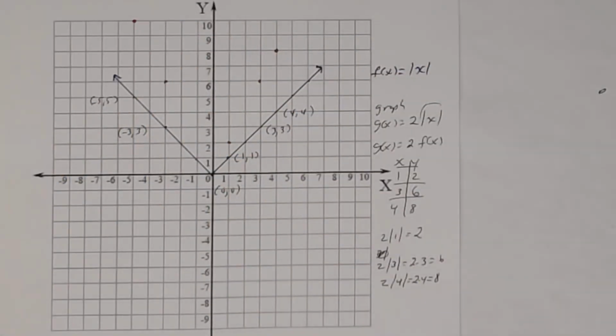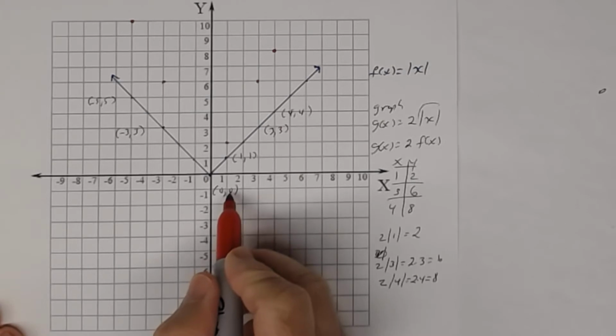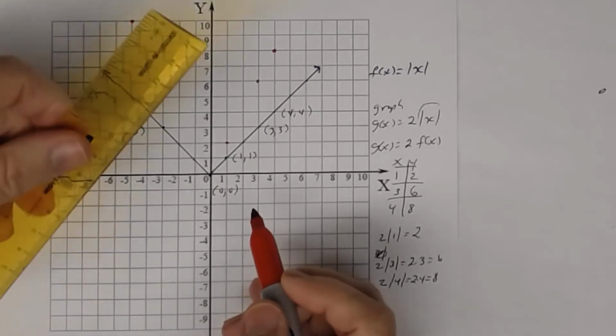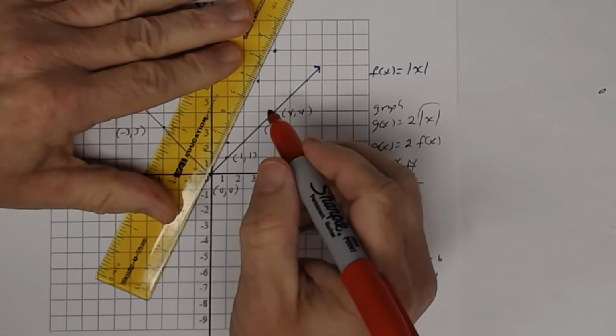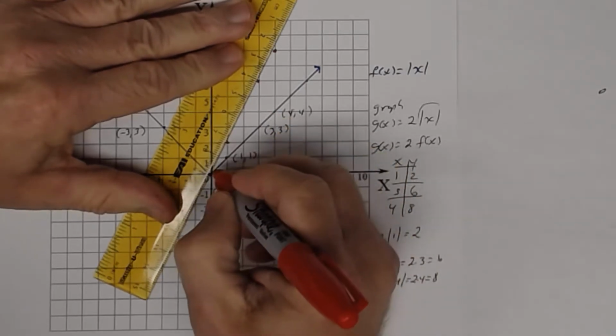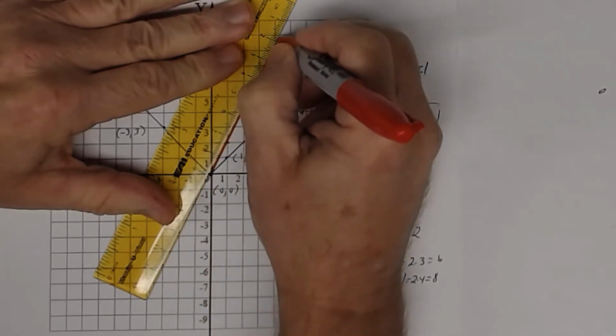All right, and then if I use a ruler and draw, oh, and by the way, the y value here is 0. 0 times 2 is still 0. So the origin stays the origin for the vertex. Okay, so let's go ahead and draw this graph. Let's see. We're going to get something that looks like this.